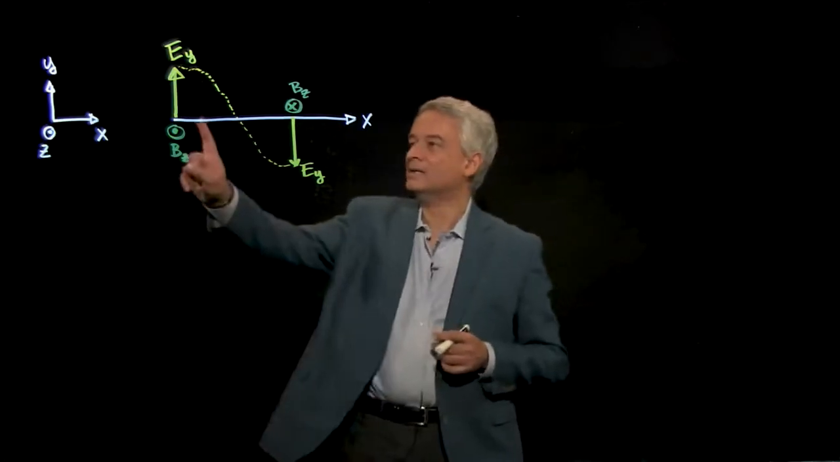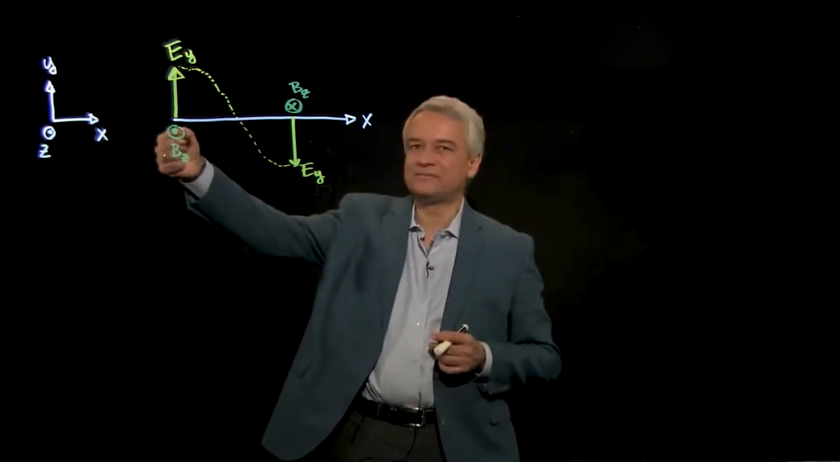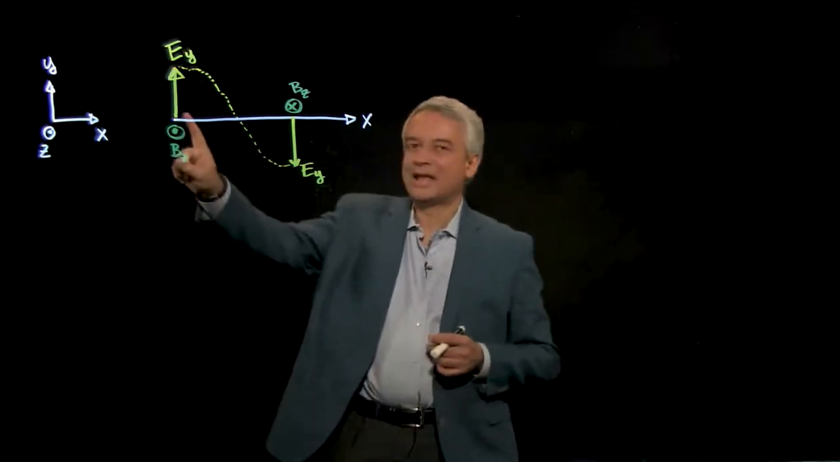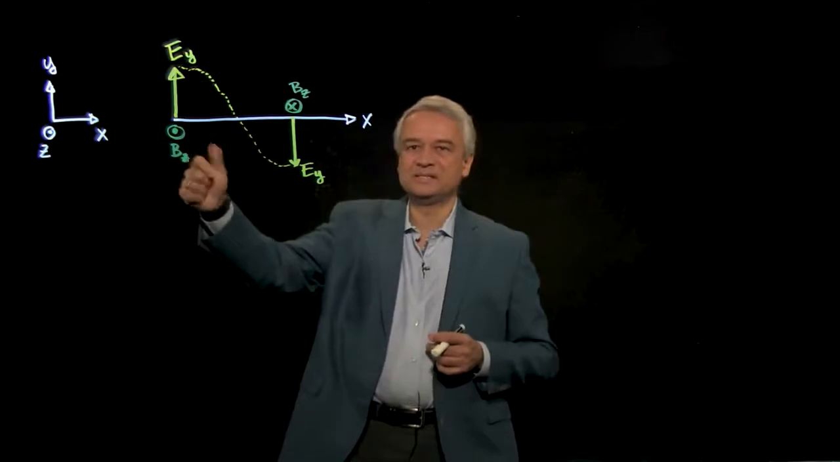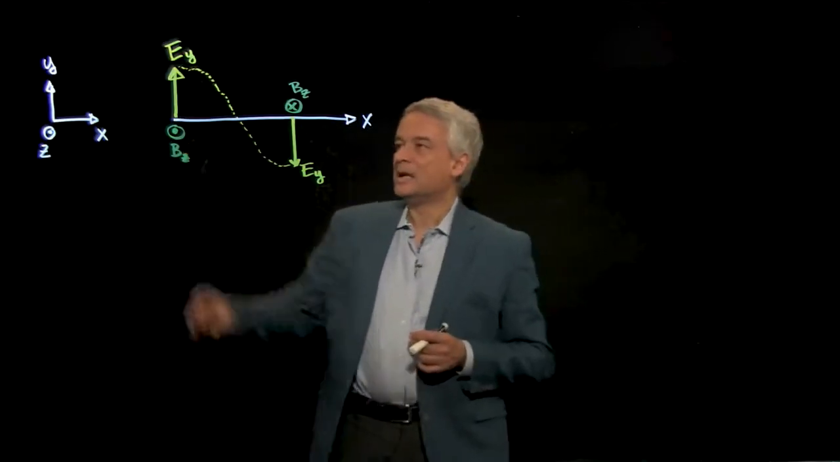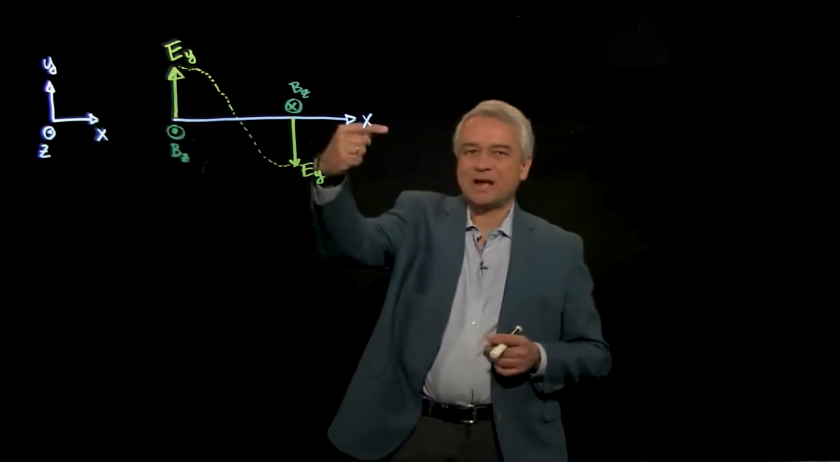Remember, we had an electromagnetic wave that was propagating in the x direction. That's what we found. And it had an EY and a BZ. Okay, the BZ is pointing out at you. And the wave was moving in this direction.